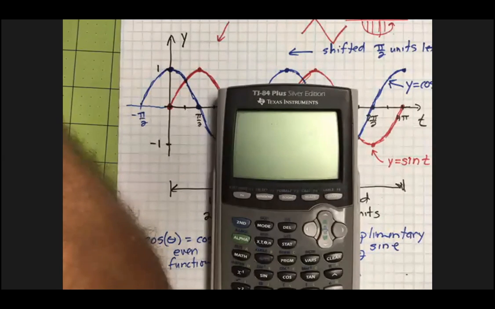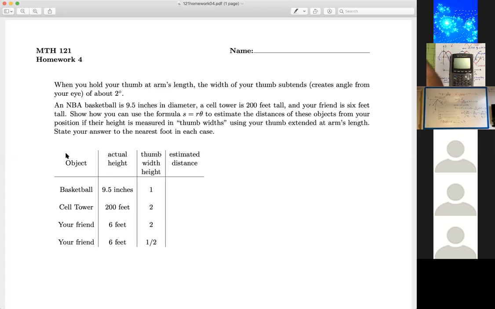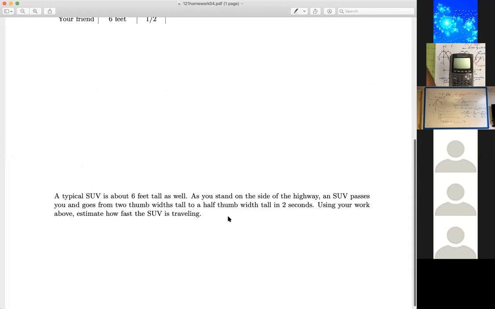Oh, it was the thing we did estimating with your thumb, using the thumb as an estimate for the distance of things. So that's kind of useful. We did an example of that last time. Let me show you the sheet just so you remember it. So if you have a basketball, which is 9.5 inches high, and it's so far away from you that it covers one width of your thumb at arm's length, you can tell actually how far that basketball is away from you. Same thing with any figure, cell tower, a person, or on the bottom of the screen, a car.